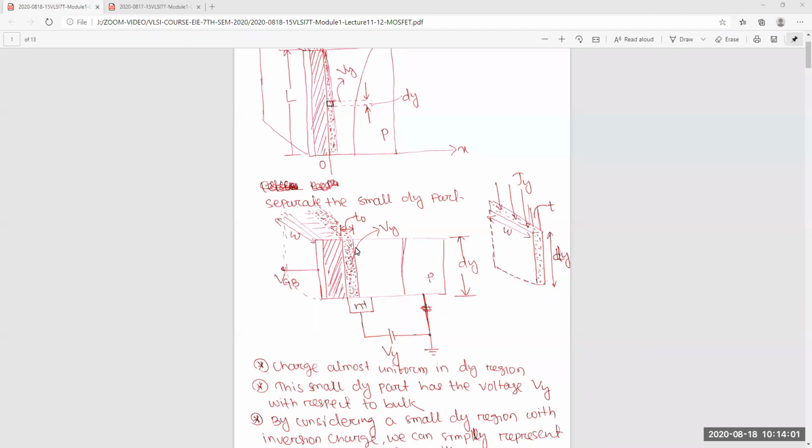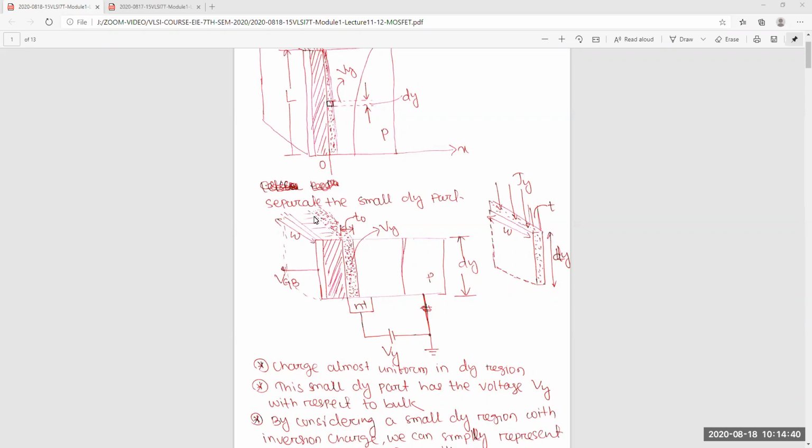Now in this region, what is the current density? You know current density is current per unit area. Whatever current flows, the area is nothing but this T0 into width. So if you calculate the current in this region, you have to multiply the current density by the area of this region.